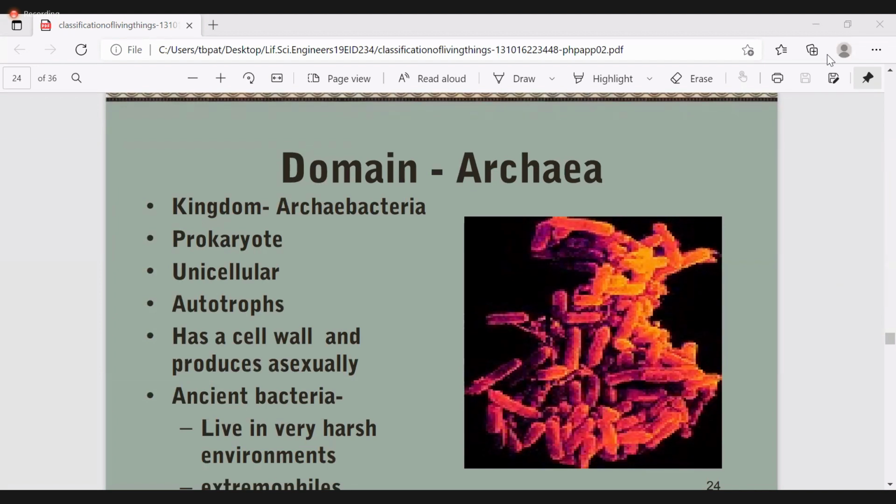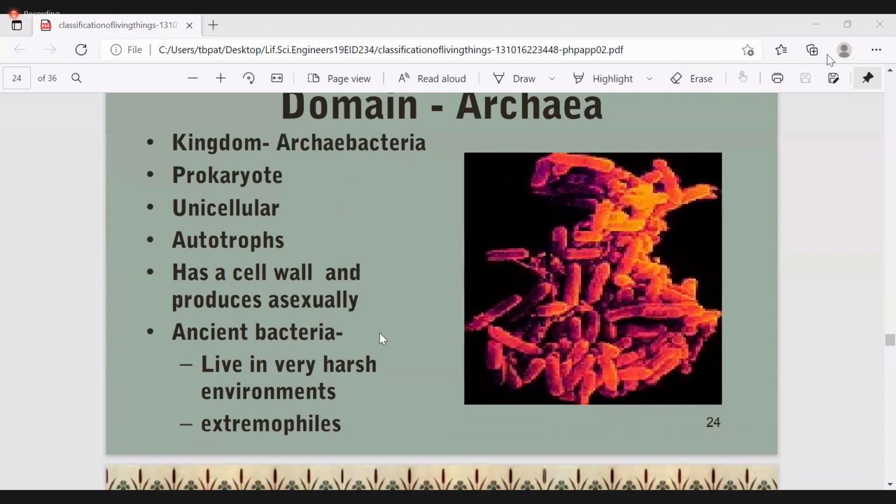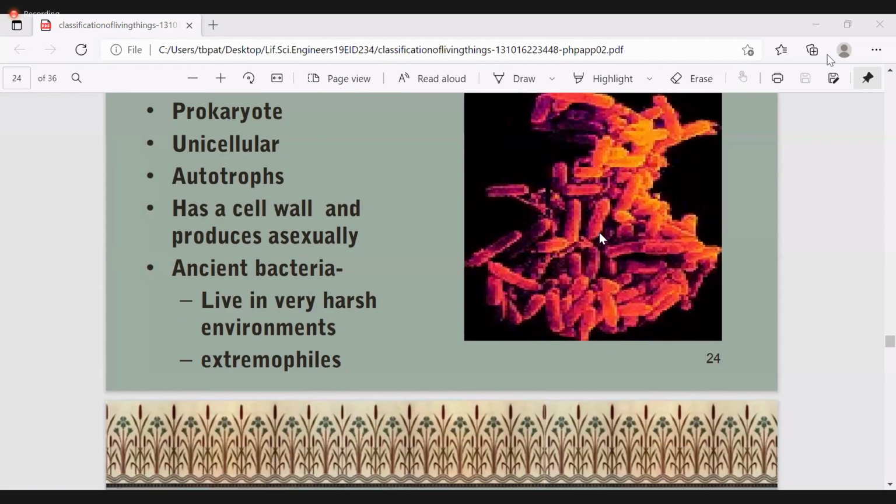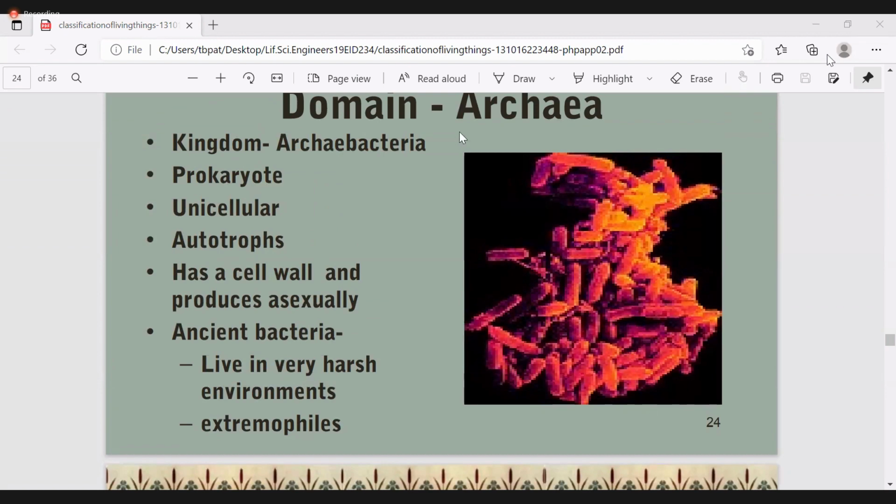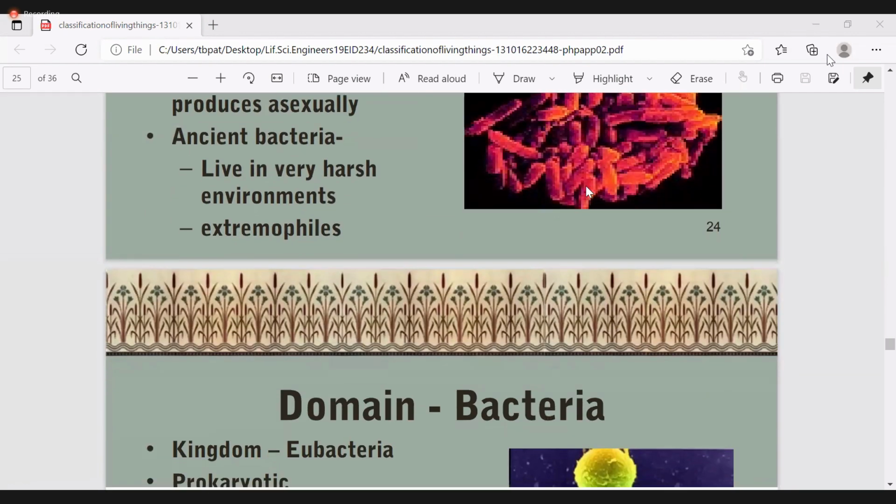The first domain, Archaea, has the kingdom Archaebacteria. It is prokaryotic and unicellular. It is an autotroph, self-made, with a cell wall. It reproduces asexually, with no male and female, by budding or splitting, but the next generations are generated. It is an ancient bacteria living in very harsh environments. The Archaea domain contains the oldest, ancient bacteria.